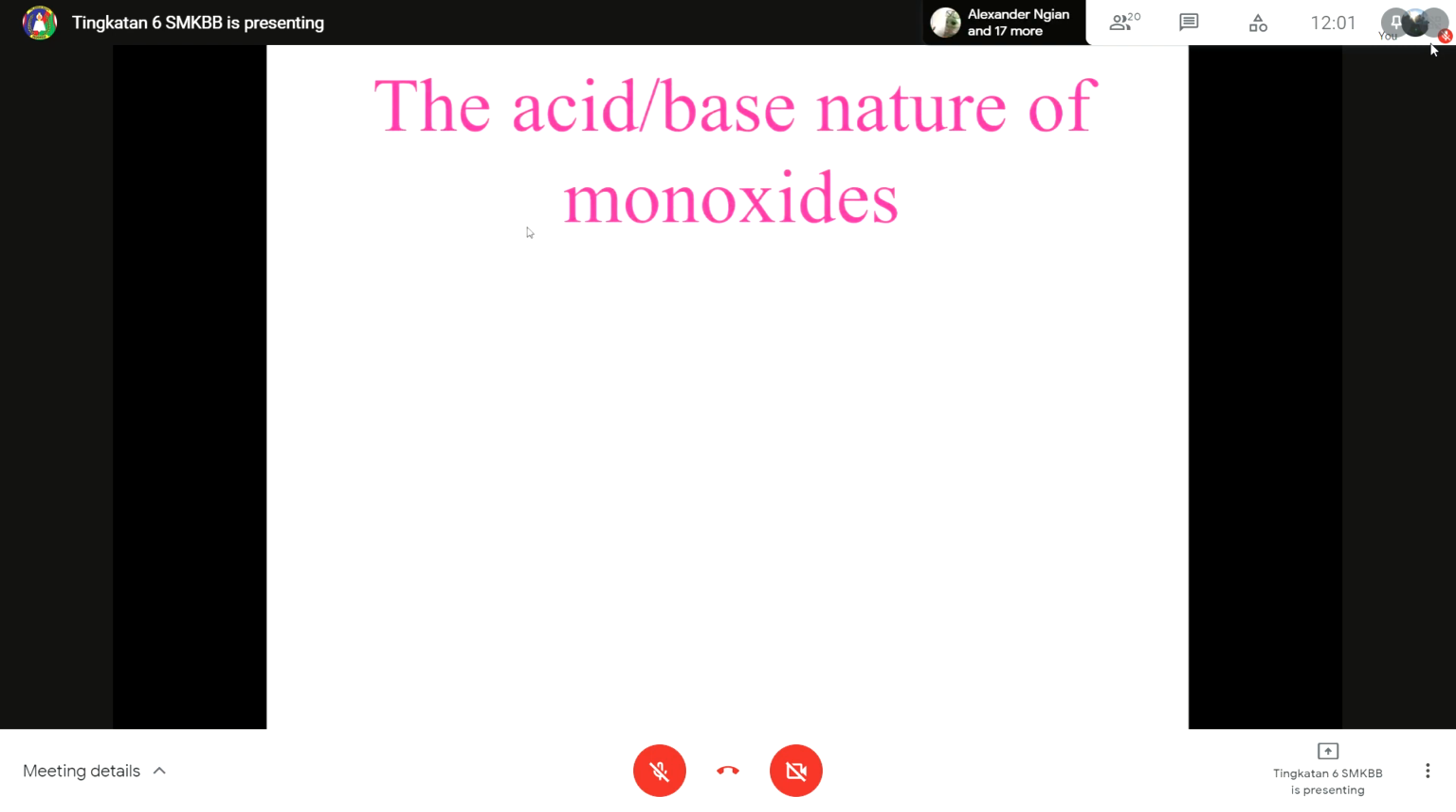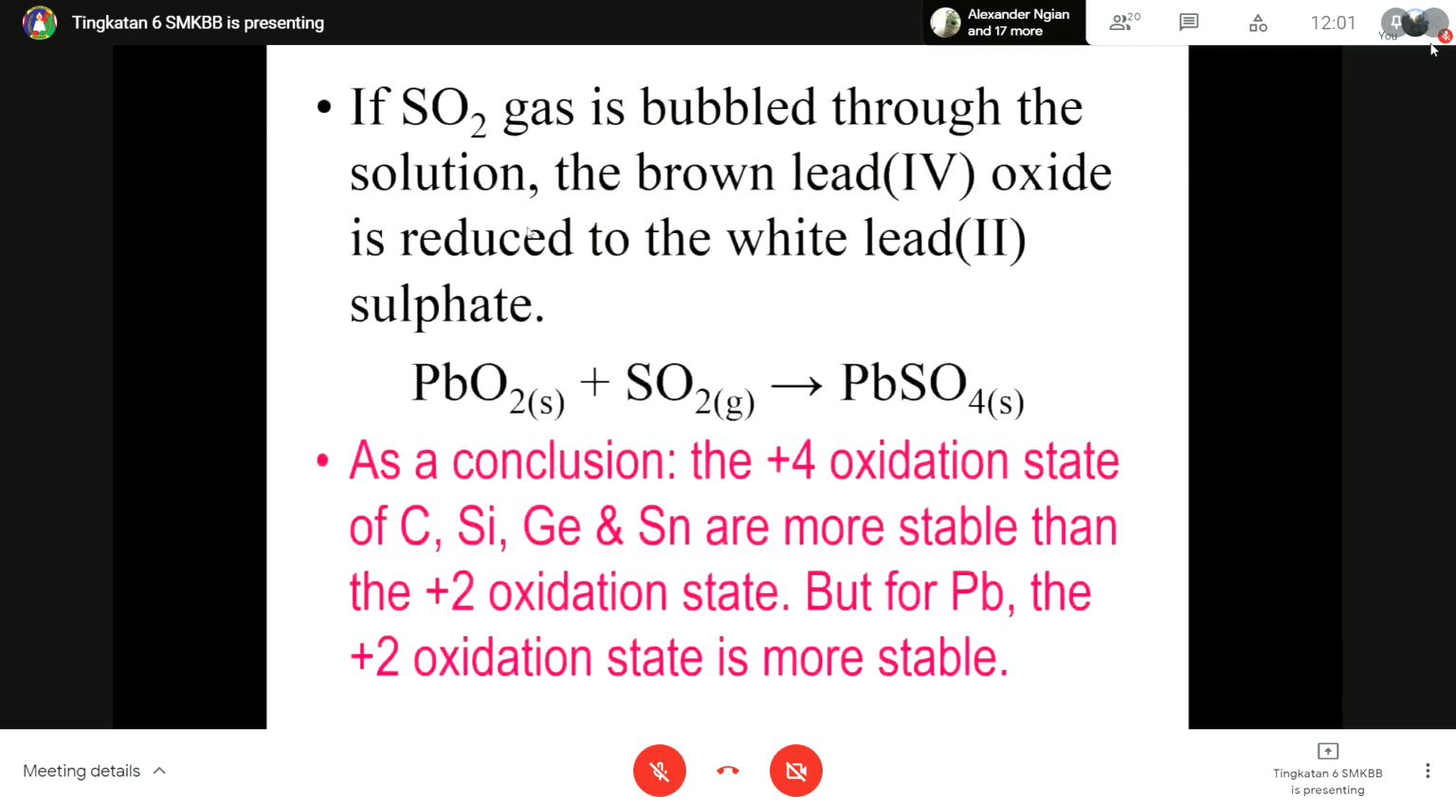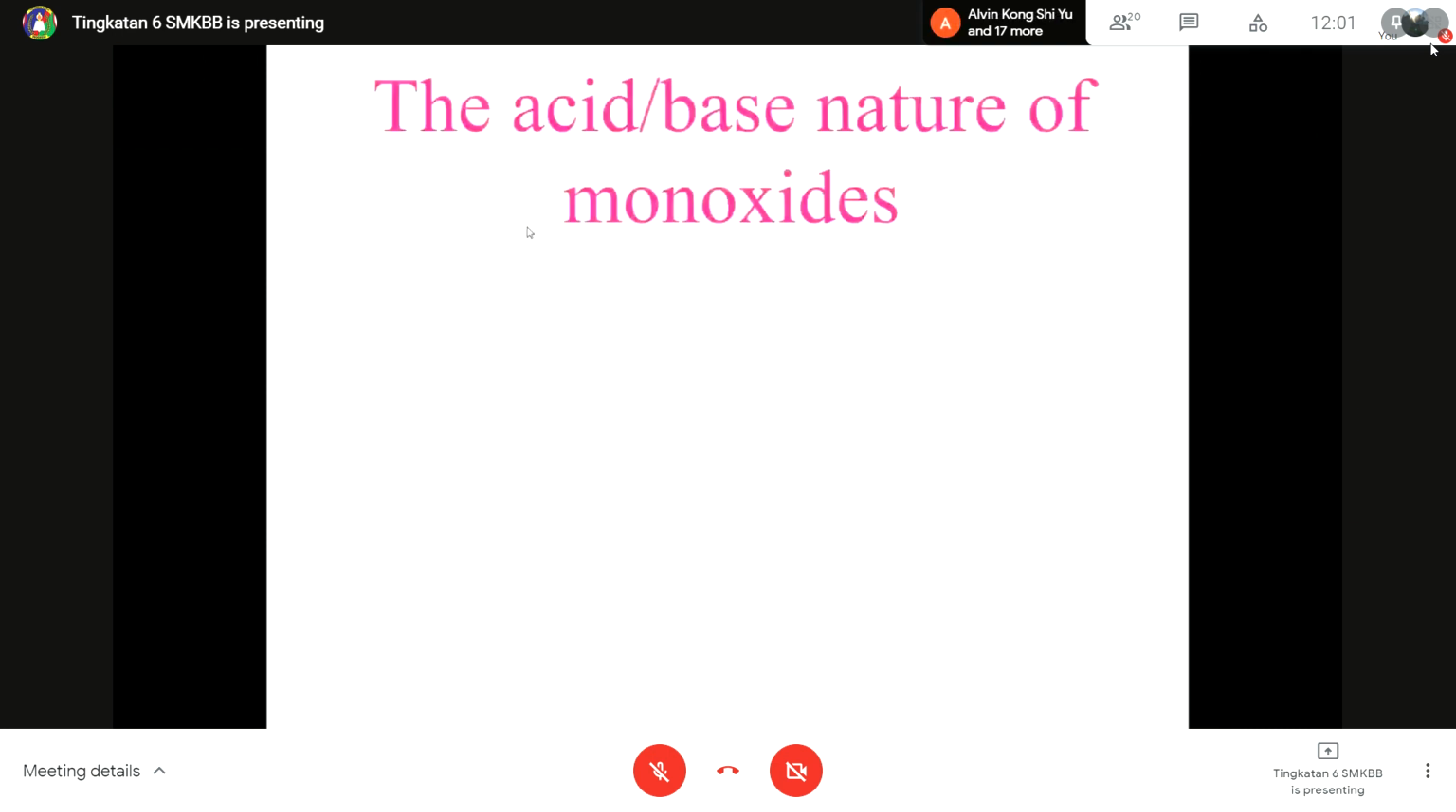Okay, so of course the next part, the acid base. You just need to know whether it is acidic, basic, or amphoteric. If acidic, it is supposed to be able to react with alkali. If it is basic, it should be able to react with acid. If it is amphoteric, it can react with both.